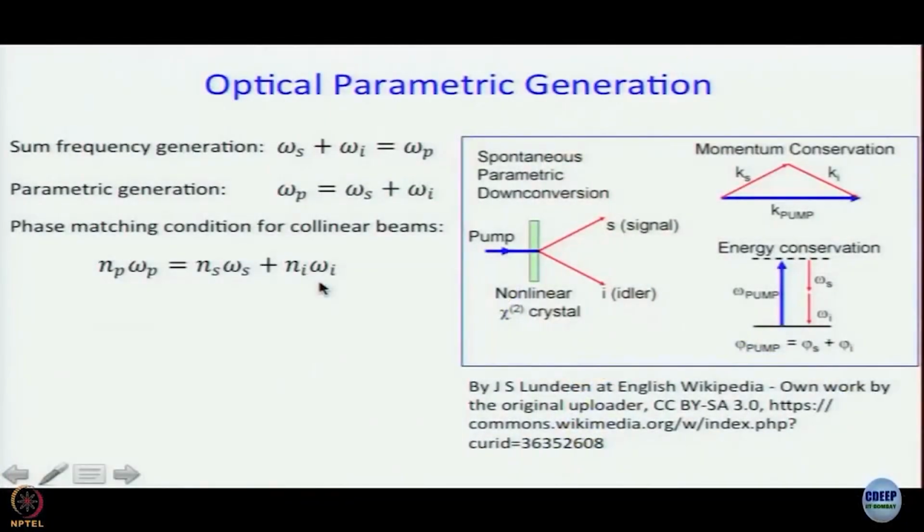Now, why am I not saying that there will be only one combination? Why am I still saying that there can be several combinations? Np omega p equal to Ns omega s plus Ni omega I. So, if Np is defined, Ns is defined, Ni is defined, then I should think that only one pair of values of omega s and omega I should satisfy this condition. Why am I still saying there can be several pairs?